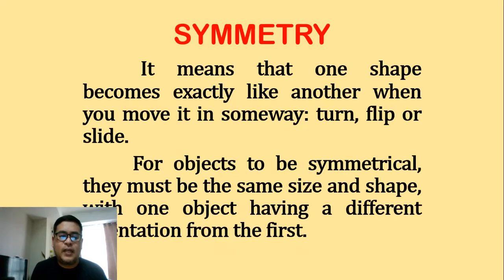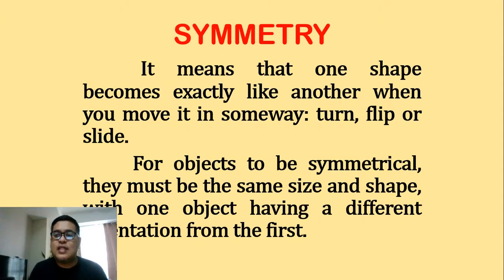One pattern in nature which is very common is symmetry. It means that one shape becomes exactly like another when you move it in some way: turn, flip, or slide. For objects to be symmetrical, they must be the same size and shape, with one object having a different orientation from the first. For example, if I have a regular-size sheet of paper and I fold it into two, you'll see that one side is equal to the other side, and all the points on the edges coincide with one another.